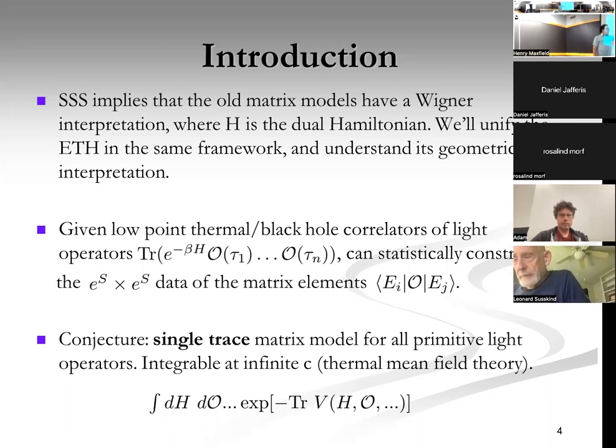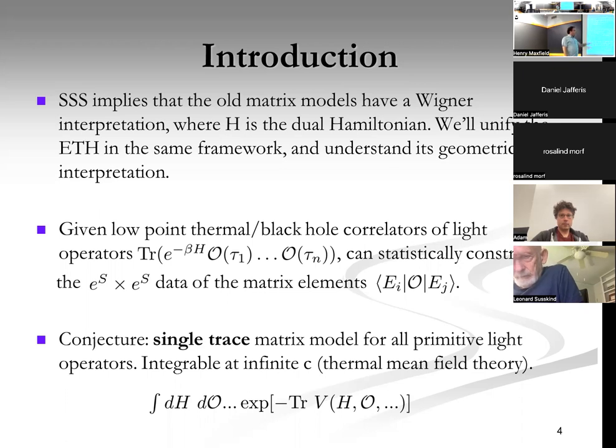So if you knew the matrix elements of the light operators between the heavy microstates, then you could just plug it in to that formula, sum over all ETH microstates, and compute the correlators. But of course, we're really in the opposite situation. We usually know these correlators, which is a relatively sparse amount of data, and we don't know the e to the S by e to the S matrices.